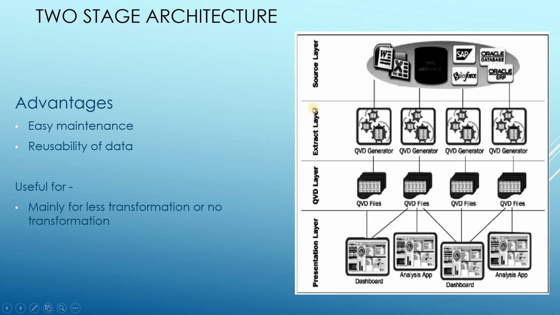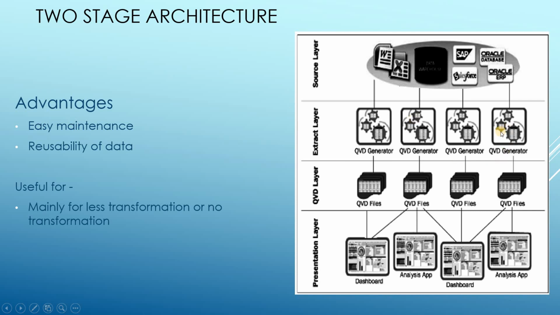Now move to the extract layer. The extract layer contains a QlikView document which has an extraction script, and using the extraction script in the extract layer, data is pulled from the source layer and stored into a QVD layer. Most of the transformation is always advised to be performed at the extract layer, because the benefit of that is you can easily maintain the changes.